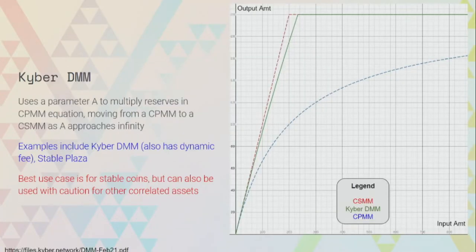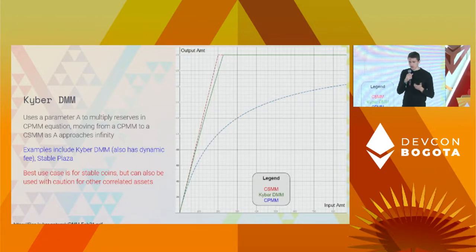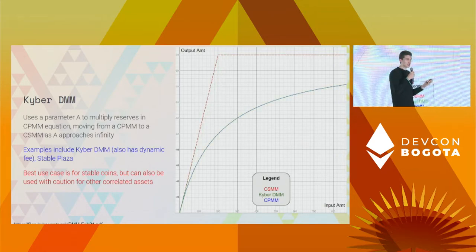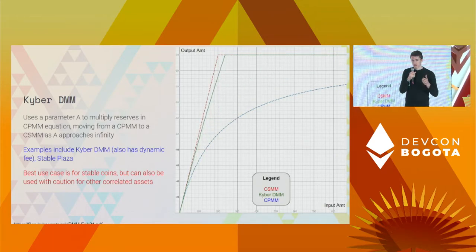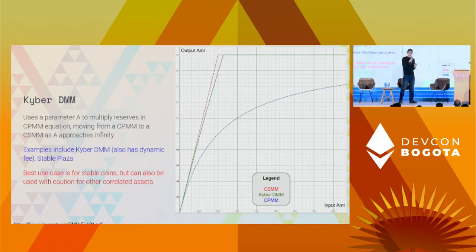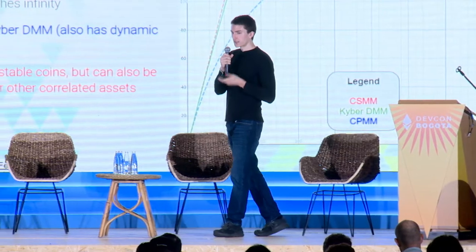And that is through virtual reserves. KyberDMM is one example of a mechanism that utilizes virtual reserves. What virtual reserves are is essentially just pretending to have more of the assets than you actually have, right? So we're still using the constant product equation, but we are saying we have five times more of each asset than we actually have. You plug these virtual reserves into the constant product equation, and you get what we see on the right, where the constant product curve moves closer and closer to the constant sum as this amplification increases.